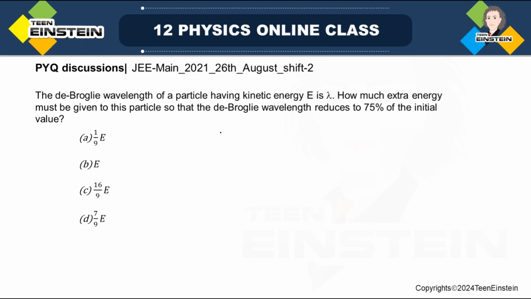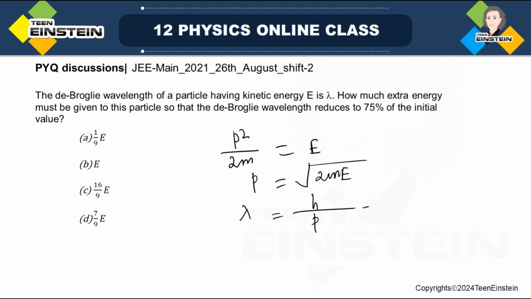Let us first find the expression for the de Broglie wavelength when the kinetic energy is known. We know p square by 2m is equal to E, so p is square root of 2mE. Then lambda is equal to h by p, so h by square root of 2mE. So lambda is inversely proportional to square root of E.